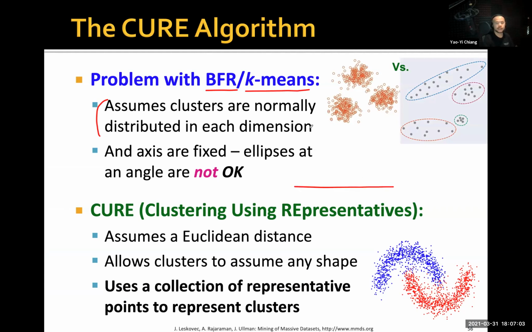So if we look at a 2-dimension data set, your data points can look like a circle, or they can look like an ellipse, or like this. But you cannot have ellipses at an angle, right, like here.